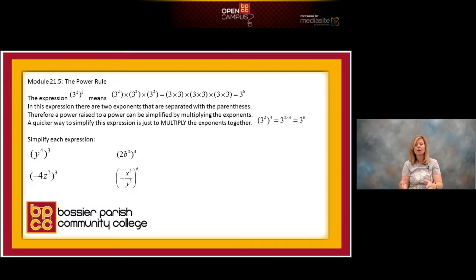So that's important. So we're going to use that power rule, again, to help us simplify algebra expressions. And again, because we're dealing with exponents, we're doing multiplication. Okay, I'll see you in the video where we work some examples.